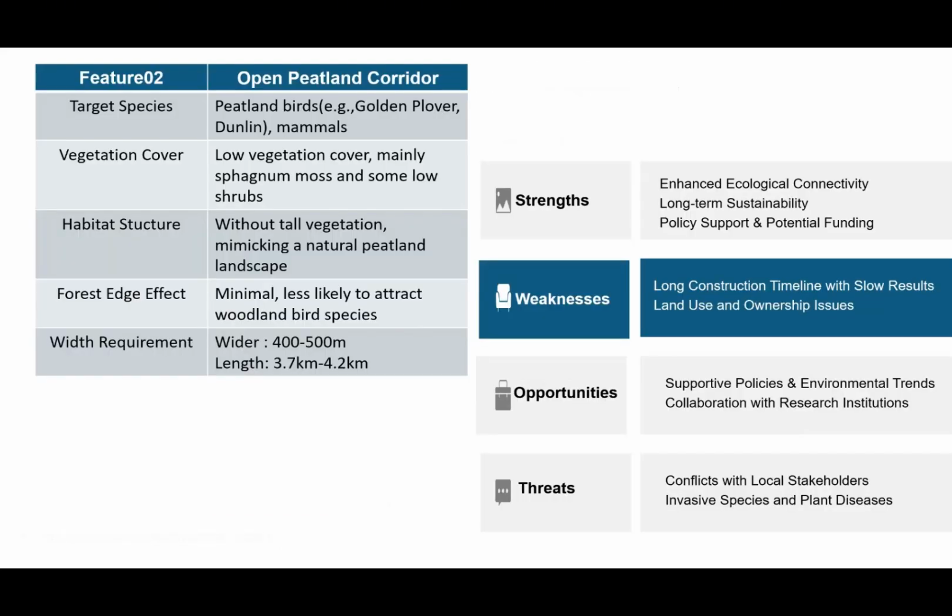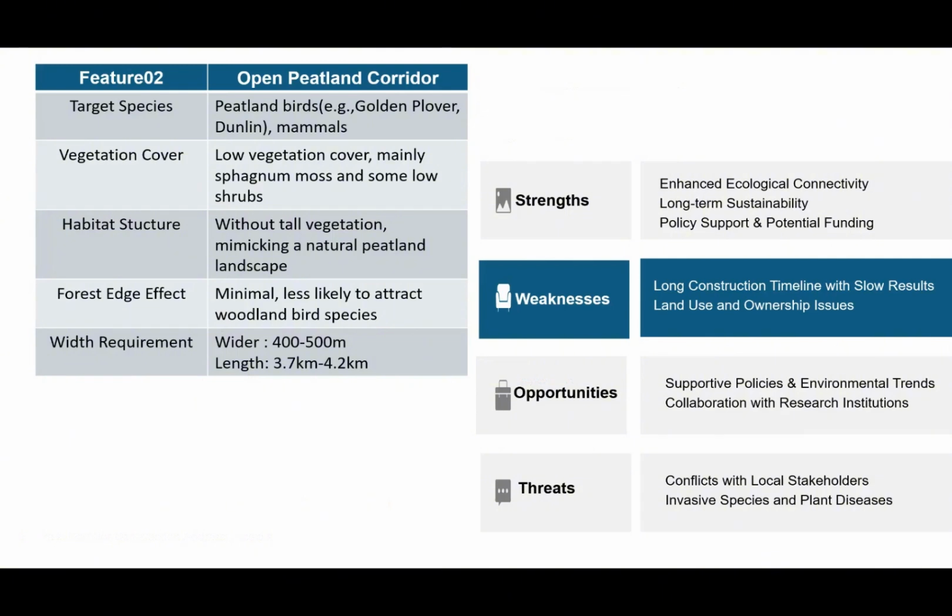Next, we will introduce the open peatland corridor. The open peatland corridor is designed to support peatland birds as well as some mammals. It features low vegetation cover. Structurally, it mimics a natural open peatland landscape, ensuring minimal obstruction for species that rely on open spaces.